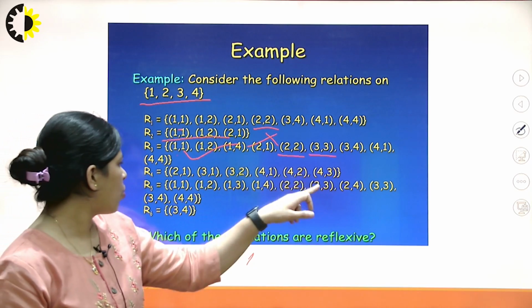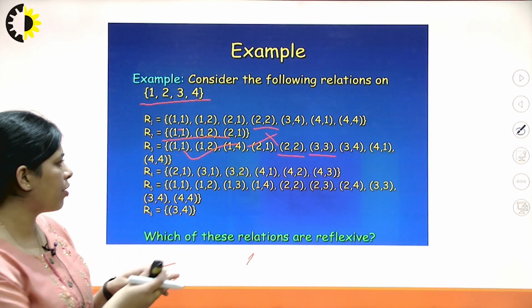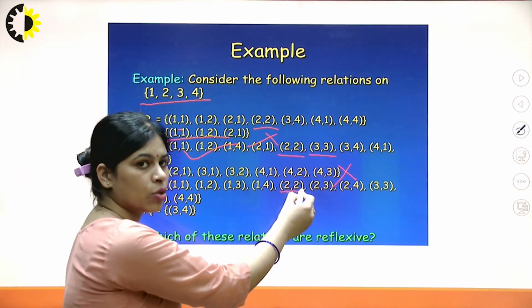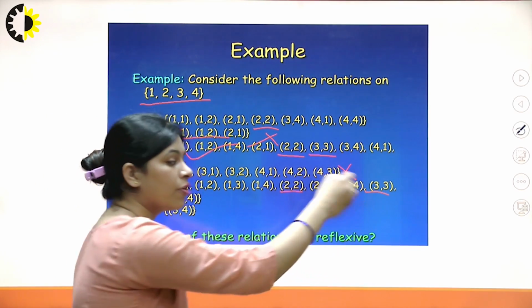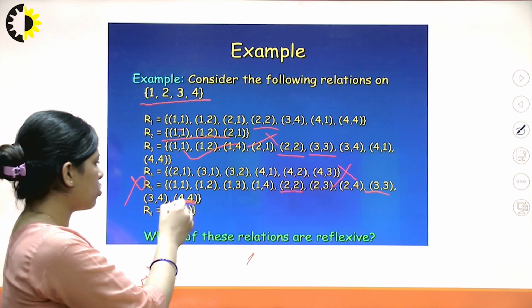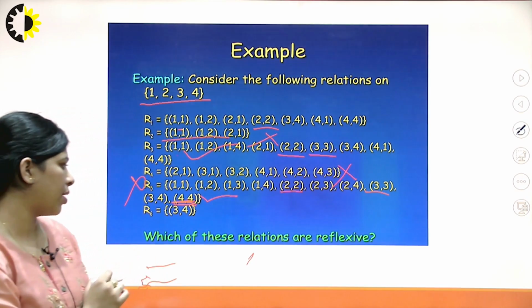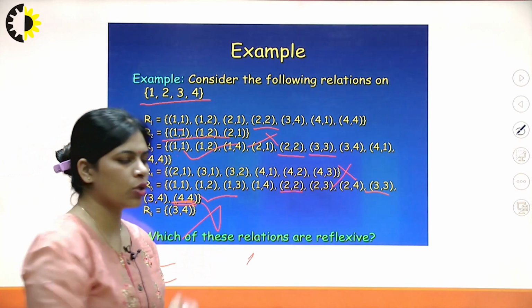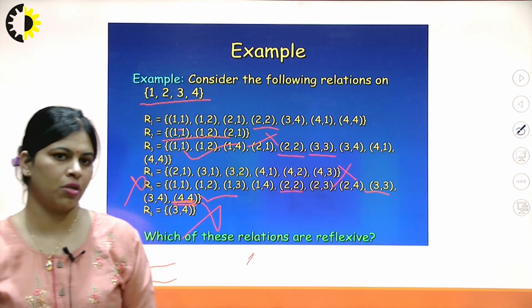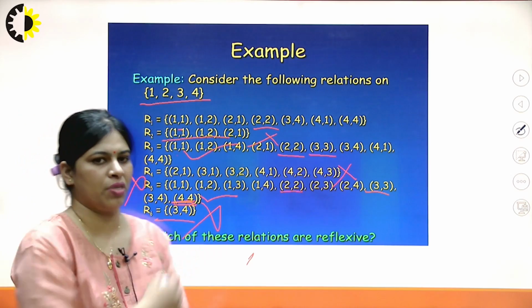There is no 1 1, so this is not a reflexive relation. You may check 1 1 is there, 2 2 is also there, 3 3 is also there, but 4 4 is not present, so this is not reflexive. 4 4 is also present in R5, sorry, so this is reflexive. R6 is not reflexive because not every self-ordered pair is present. Its self-ordered pairs 1 1, 2 2 are present, but there is no 3 3 and 4 4.